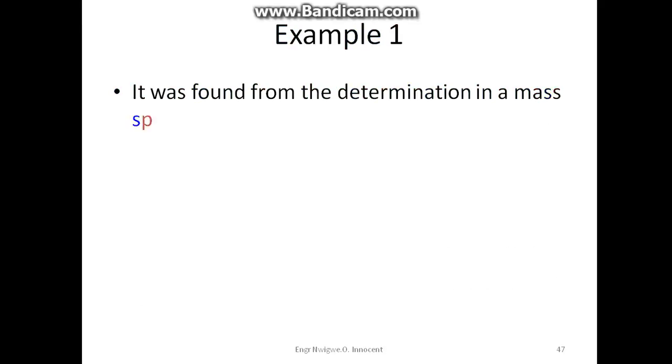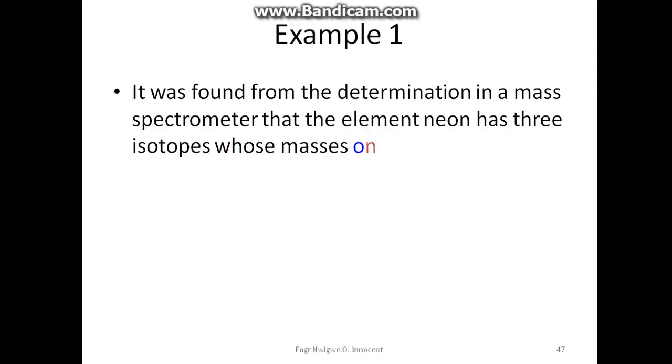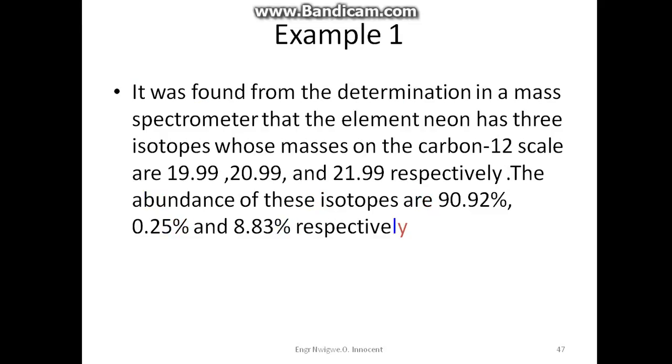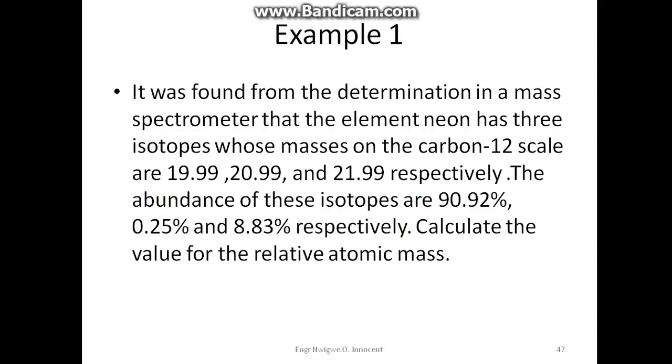Example 1. If it was found from the determination in a mass spectrum that the element neon has 3 isotopes whose masses on the carbon-12 scale are 19.99, 20.99, and 21.99 respectively. The abundances of these isotopes are 90.92%, 0.25%, and 8.83% respectively. You are asked to calculate the value for the relative atomic mass.